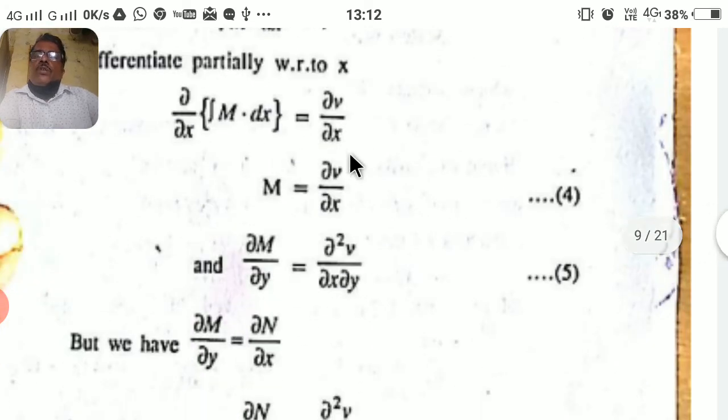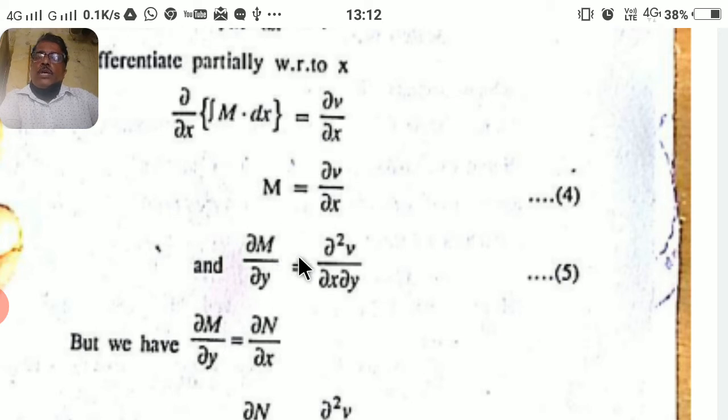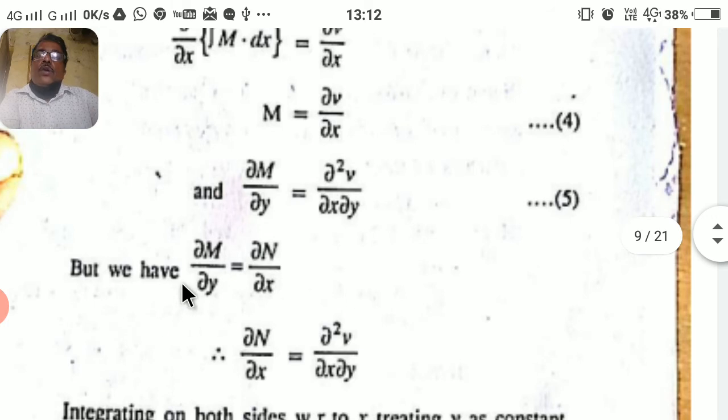Next, we again differentiate the same with respect to y. So ∂m/∂y is equal to ∂²v/∂x∂y. Okay. So now what we have assumed, ∂m/∂y is equal to ∂n/∂x. So therefore ∂n/∂x is equal to ∂m/∂y, and ∂m/∂y is ∂²v/∂x∂y. So in this equation we substitute ∂m/∂y, which gives ∂n/∂x is equal to ∂²v/∂x∂y.